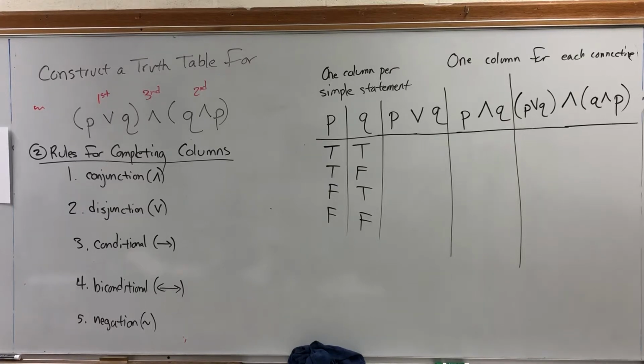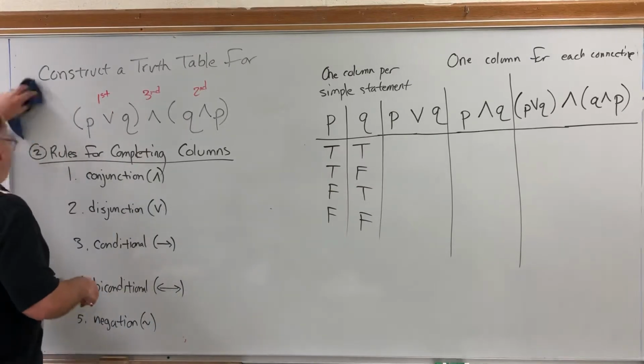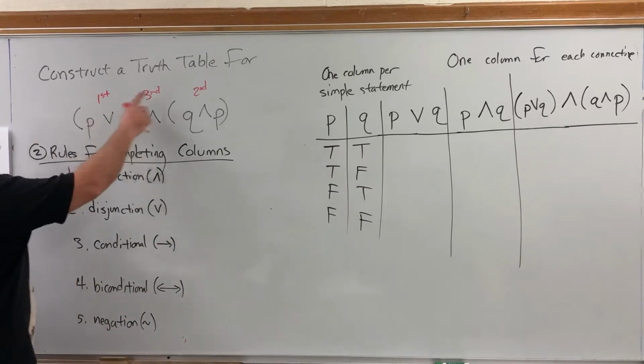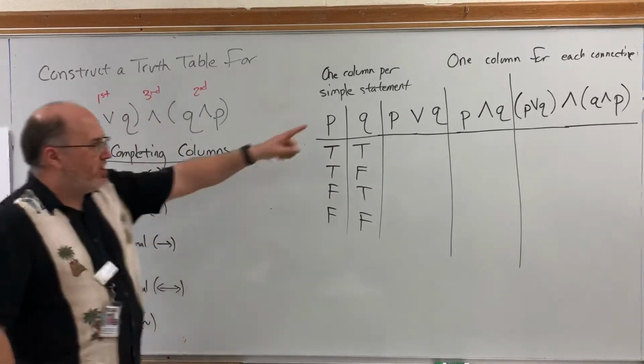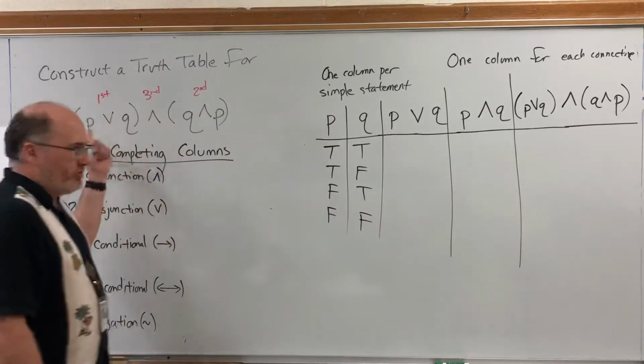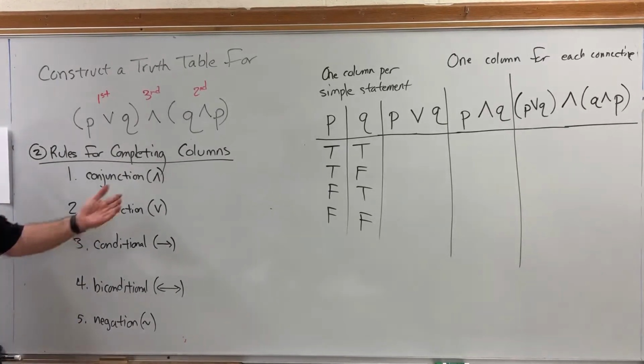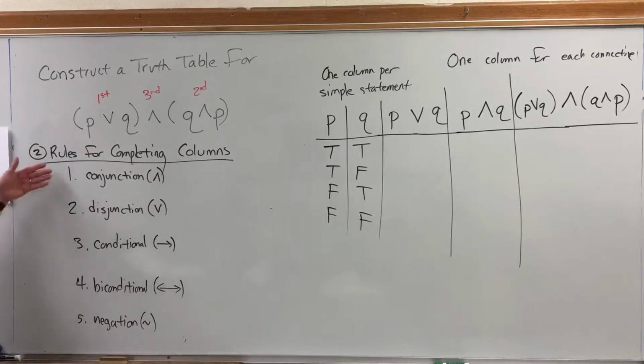In the previous video, we used the hierarchy of connectives to determine the correct order in which to set up the columns for the truth table for this expression. The second thing you need to know to complete the truth table is the rules for completing the columns for each of these connectives: conjunction, disjunction, conditional, biconditional, and negation.